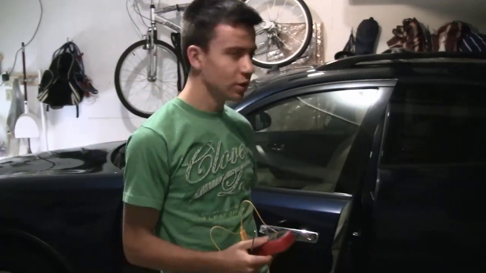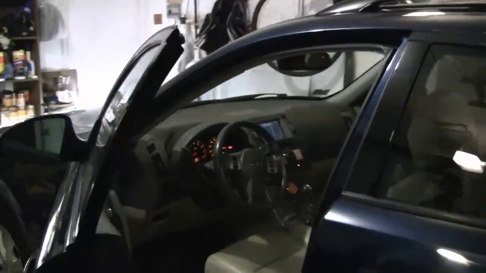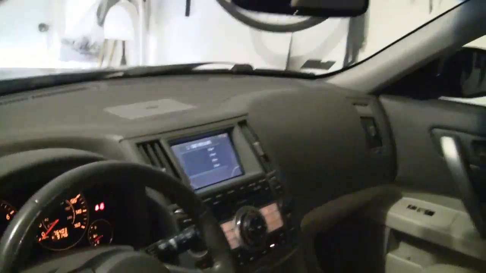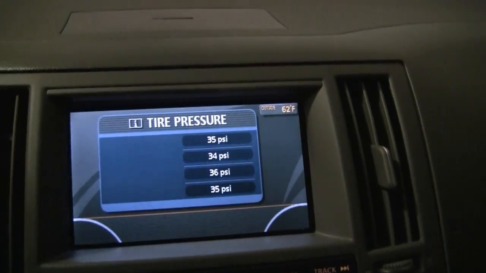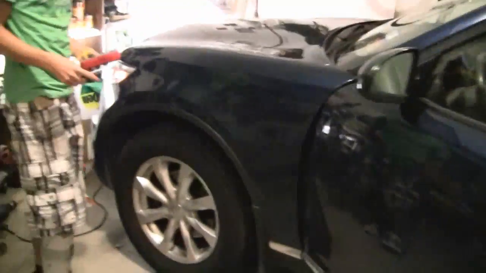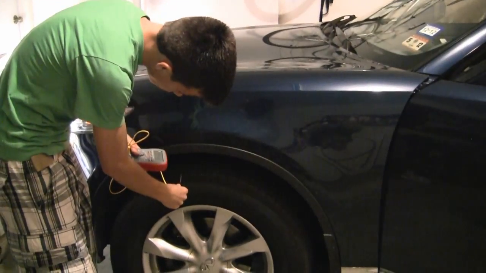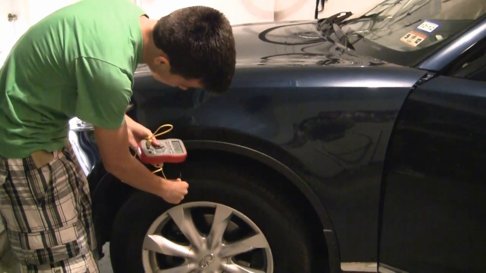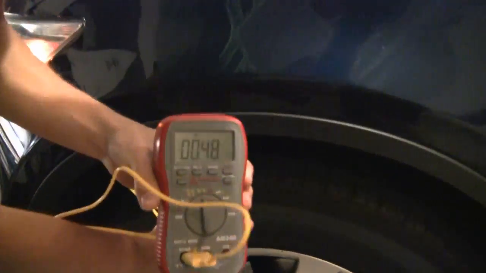Alright, so I just got back from my trip. Tire pressure did in fact increase to 35 psi if you want to take a look. I will be taking the temperature of the tires right now, and they read about 48, seems to stabilize, so 48 degrees Celsius.